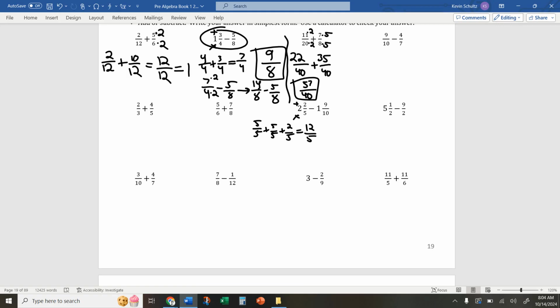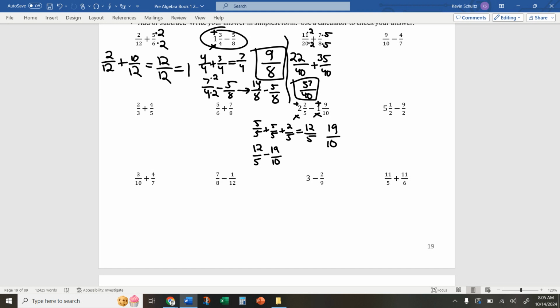19/10. 10 times 1 plus 9. Okay? And we are subtracting those. So we got 12/5 minus 19/10. We cannot subtract them as they're written because we're not talking about the same thing. Fifths is not the same as tenths. So, what do you want to do?